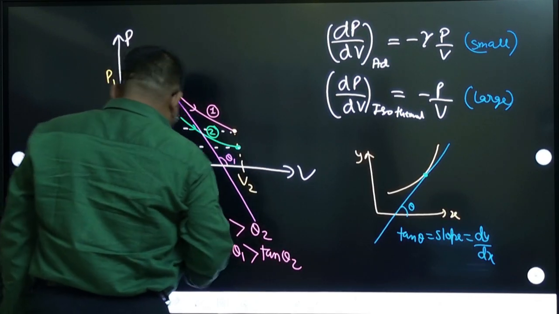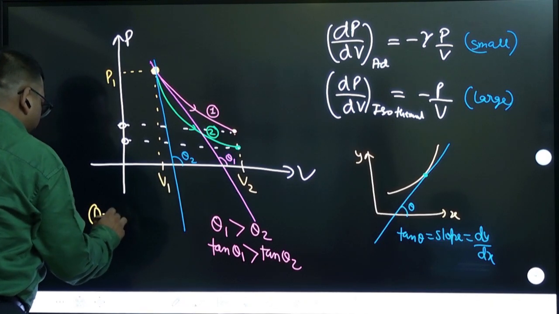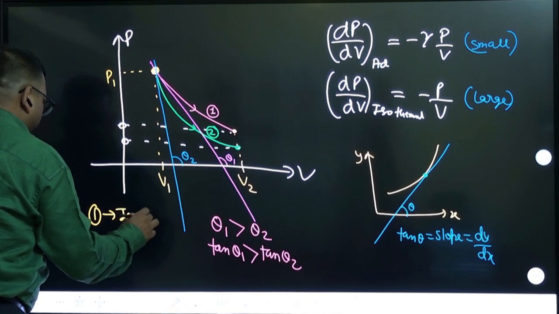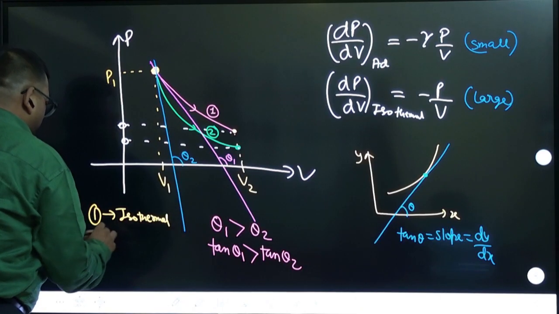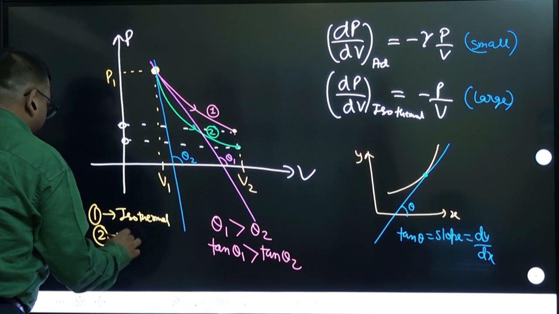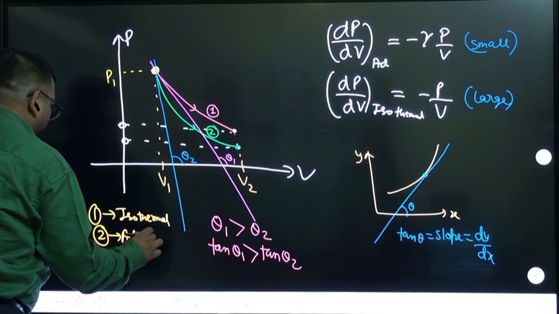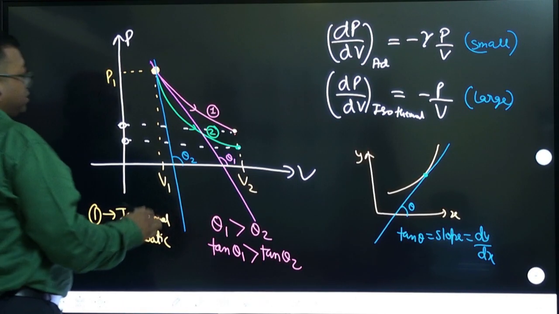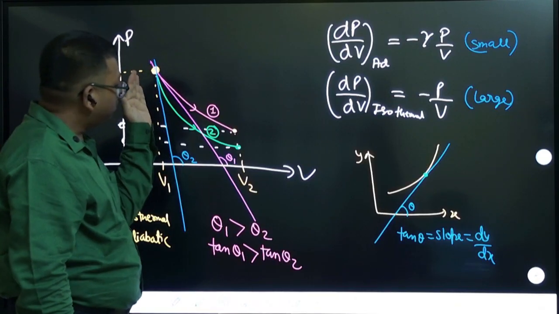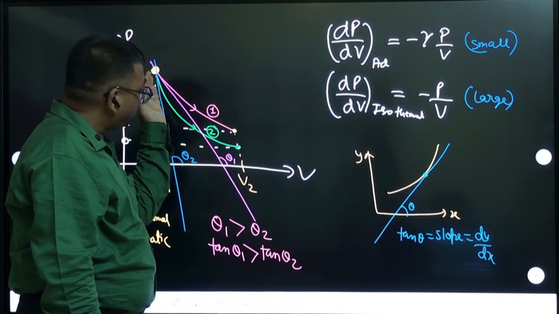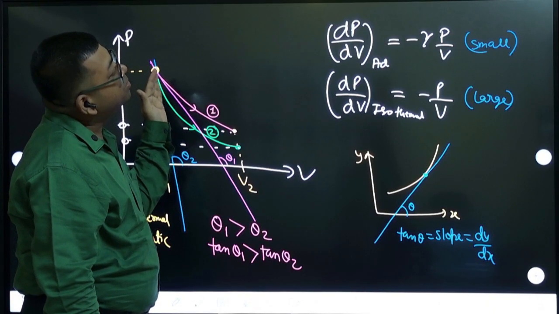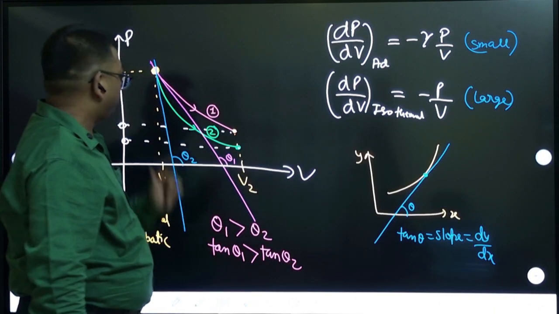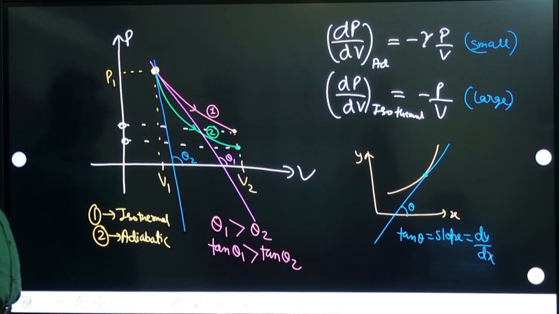I will write it here. The first graph must be isothermal here, and the second must be adiabatic, because this second angle, theta 2, is smaller. Theta 2 is smaller means that is the adiabatic slope. Okay. Are you clear about this? Yes.